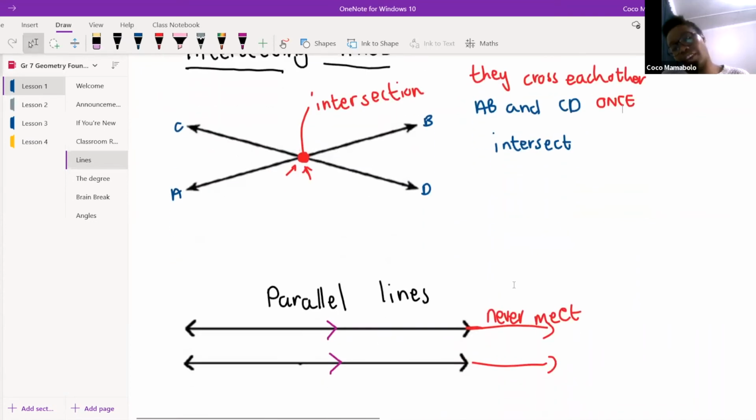Now, if I have parallel lines, how many times do parallel lines cross each other? What do you mean cross each other, ma'am? Do they ever cross each other? They never meet. Does that mean that they're ever going to cross each other? No, ma'am. So if I ask you, how many times do parallel lines cross each other? Never. They never cross each other.